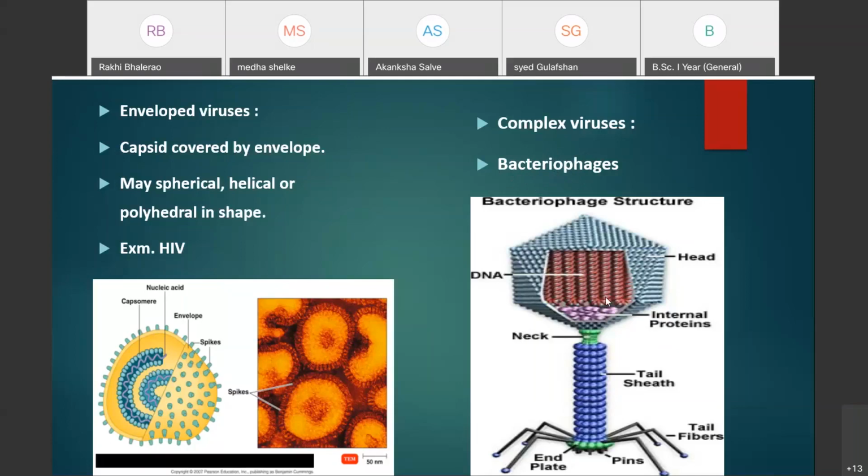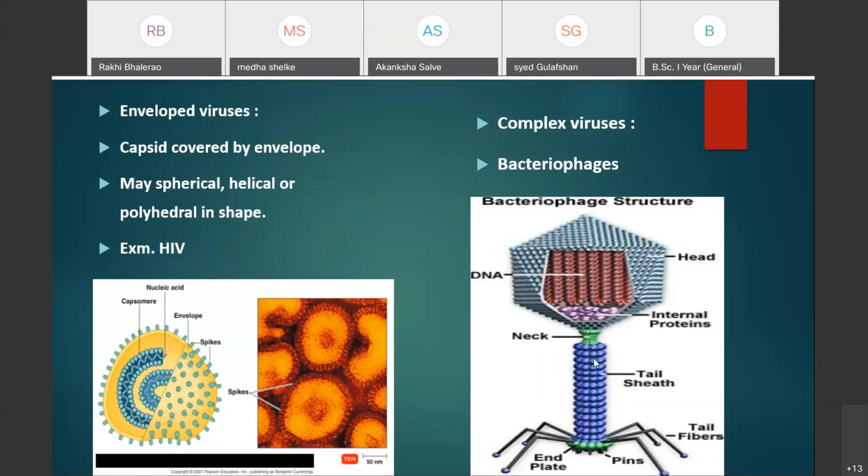Here is the structure of the bacteriophage. It is very complex. These are said to be complex viruses because they have a polyhedral head. In the center of this head is the genetic material, well protected by the protein coat. Then you can see an elongated tail-like structure, which attaches to the head region with the help of a neck-like region. That means there is a head, neck, and tail.